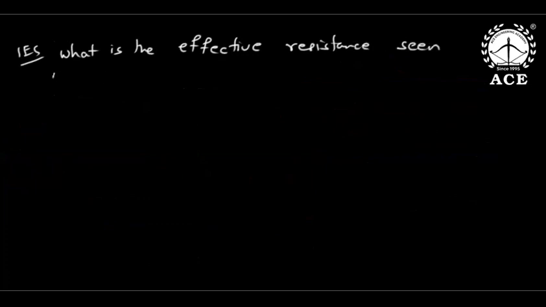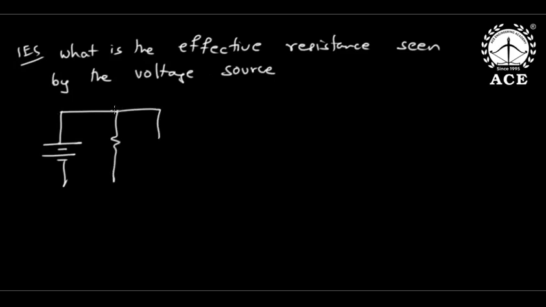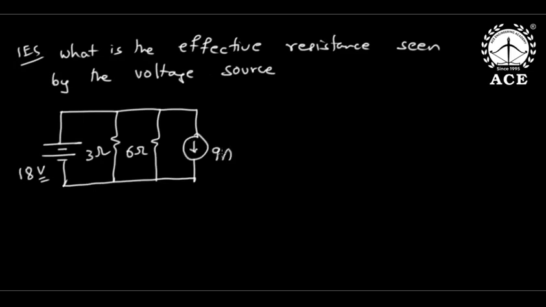Now this is another unique question given in IES. What is the effective resistance seen by the voltage source? I'm giving 18 volts here, 3 ohm, 6 ohm, 9 ampere. What is the effective resistance seen by the voltage source?